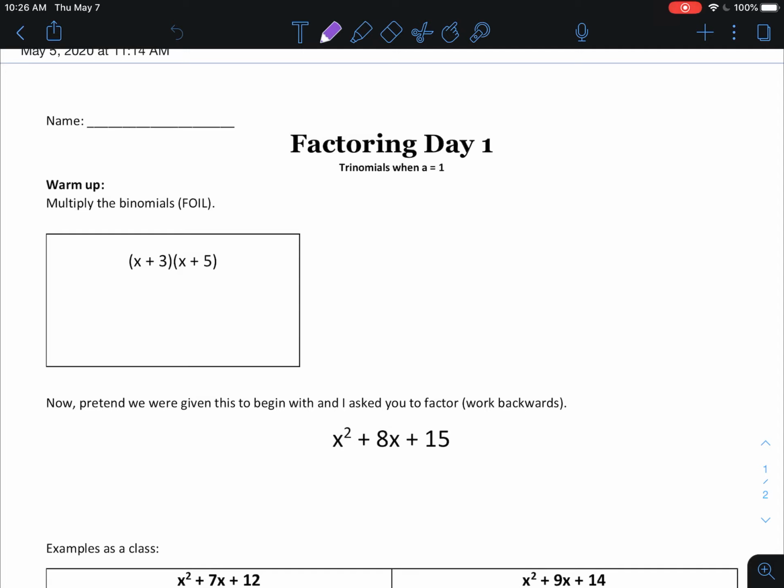In order to understand factoring though, you need to understand where it comes from, which is why we FOILed the other day. So if we would take this and FOIL these things together, that would be first times first, which would be x squared, outside times outside, which would give us 5x, inside times inside, which would give us 3x, and then last times last, which would give us 15. When we combine the terms, we would get x squared plus 8x plus 15. And then that would be our final answer if I was asking you to FOIL.